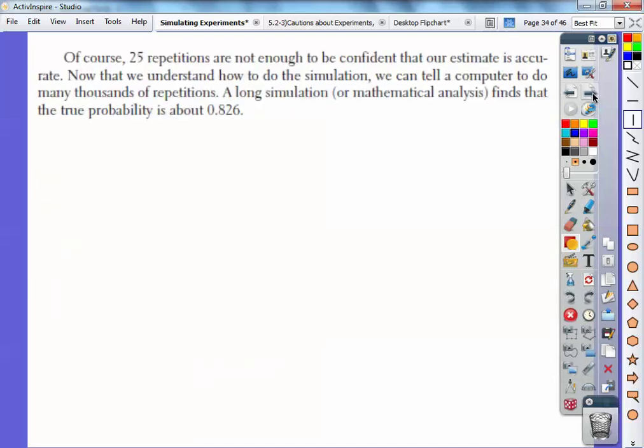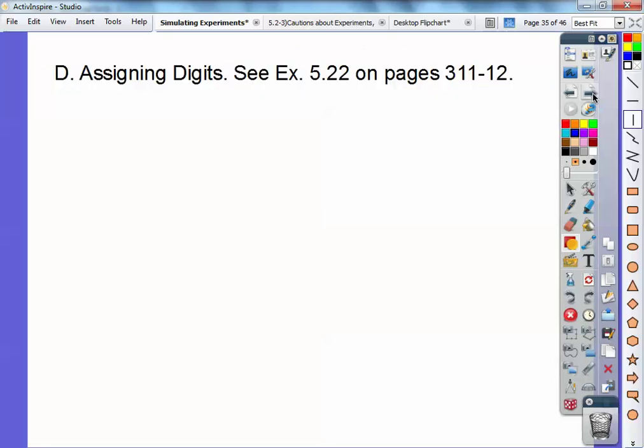Okay. And of course, 25 repetitions are not enough to be totally confident, but it did give us a pretty good representation of our estimate. Now that we understand how to do the simulation, we can tell a computer to do it many thousands of times. Actually, your TI calculators will do it also. I'll show you that later after break. A long simulation or mathematical analysis, and I'll show you how to do the mathematical analysis later. So they got about 82.6. It wasn't as close as last time, but pretty close.